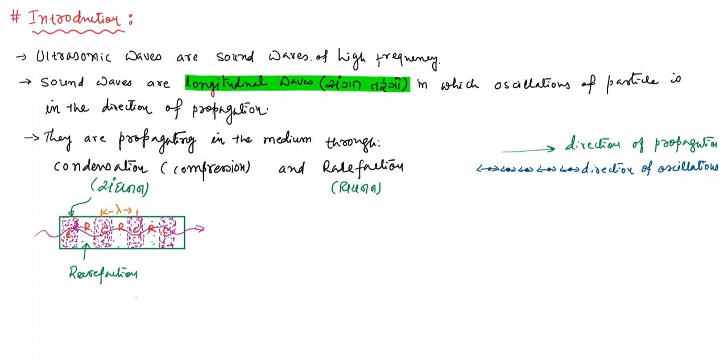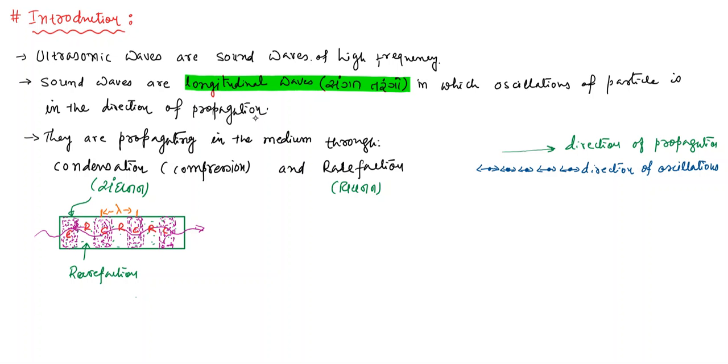You should know that ultrasonic waves are sound waves. But what is a sound wave, that you should know. So for the introduction to sound waves, we say that sound waves are longitudinal waves. What do you mean by longitudinal waves? We say that longitudinal waves are the waves in which the oscillation of particles is in the direction of propagation.